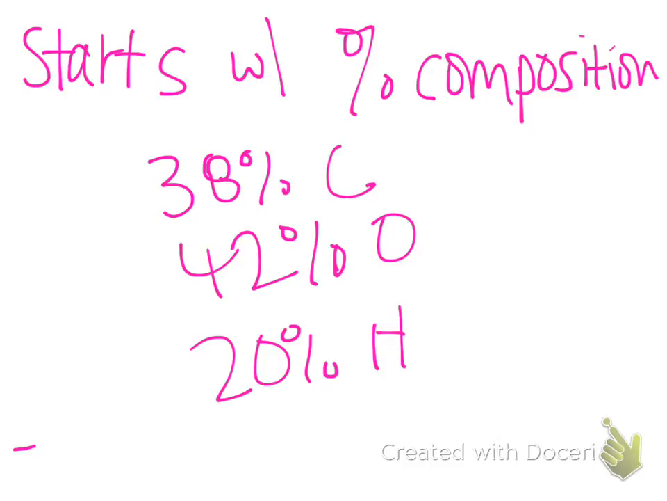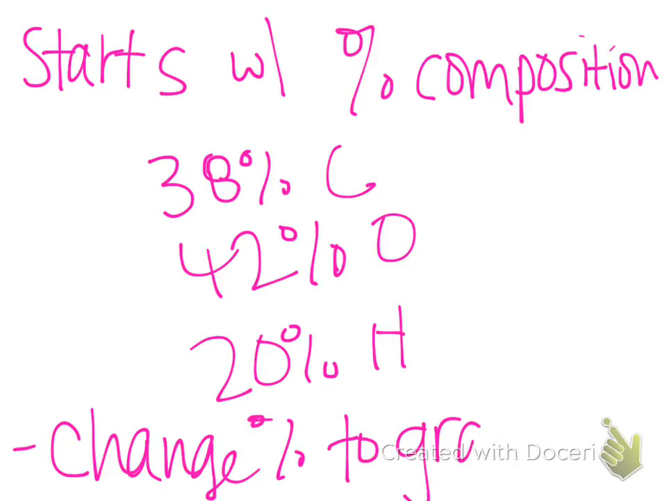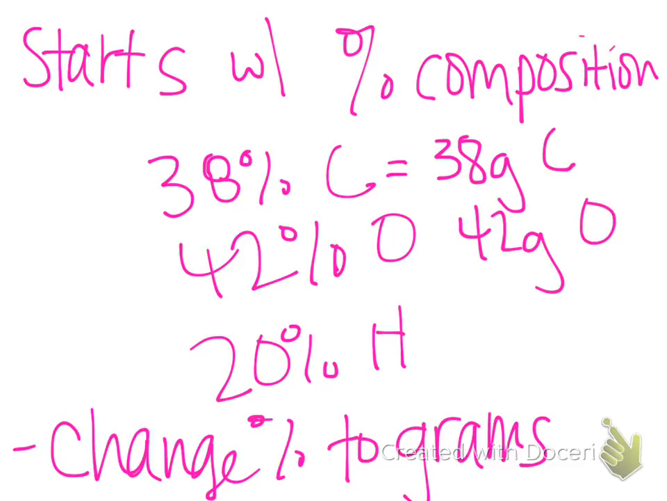So this is our step 2: change percent to grams. And there's a really easy way that we do this. When we're given a percent composition, we're not usually given a starting amount. We might be looking at 2 molecules of it or 2 million molecules of it. We don't know. It's just a percentage. So to make it easy, we just assume we're working with 100 grams total, just like 100%, which would make this 38 grams of carbon, 42 grams of oxygen, and 20 grams of hydrogen.